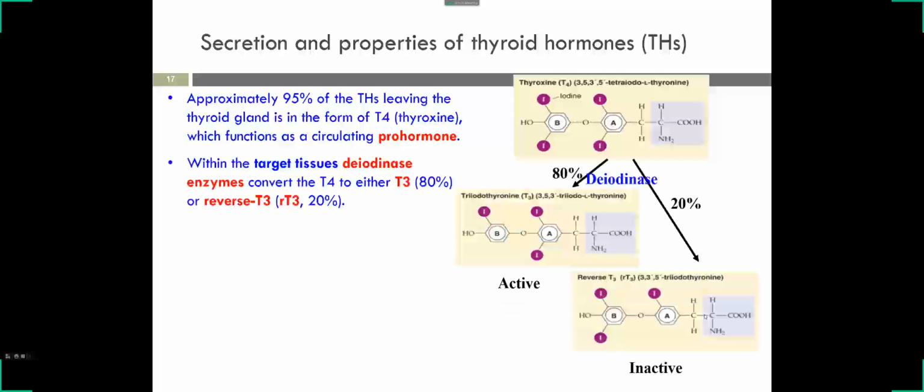So, the majority of the hormone that leaves the thyroid is T4. Then within the target tissue, there's another enzyme, this deiodinase enzyme, which converts T4 to either T3 or something called reverse T3. Reverse T3 is completely inactive, and T3 is the more active component of a thyroid hormone.